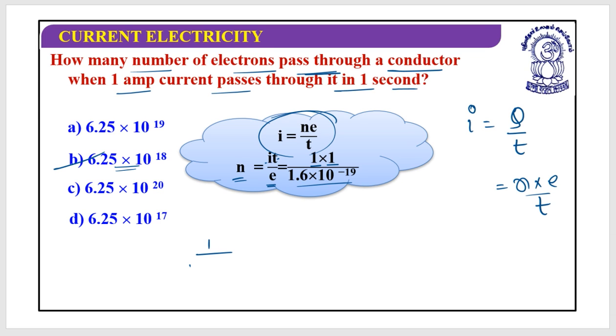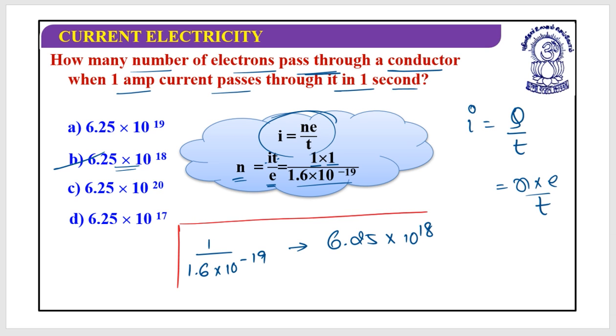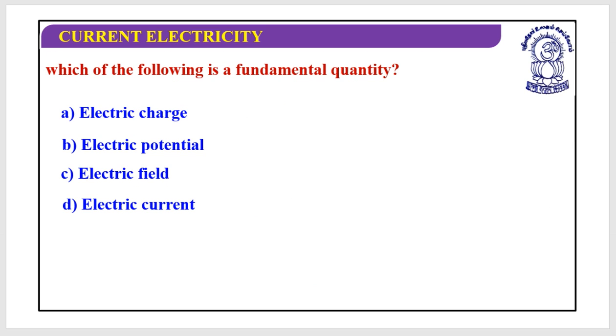When you proved it, it's 1 divided by 1.6 into 10 to the power minus 19. This is 6.25 into 10 to the power 18. This will help us somewhere else also. So please remember this: 1 divided by 1.6 into 10 to the power minus 19 gives me 6.25 into 10 to the power 18. Yes, let's move to the next question.